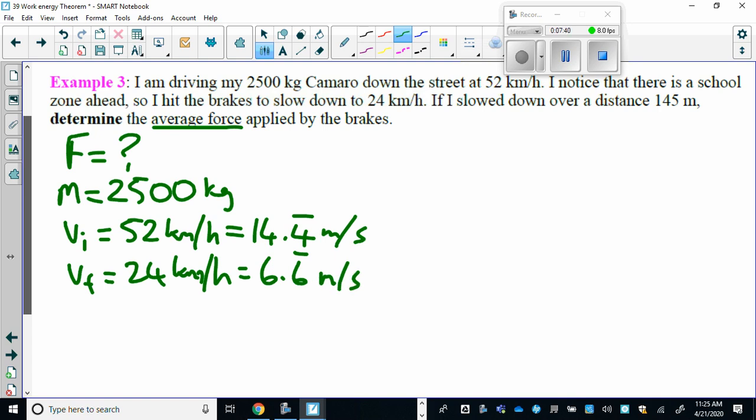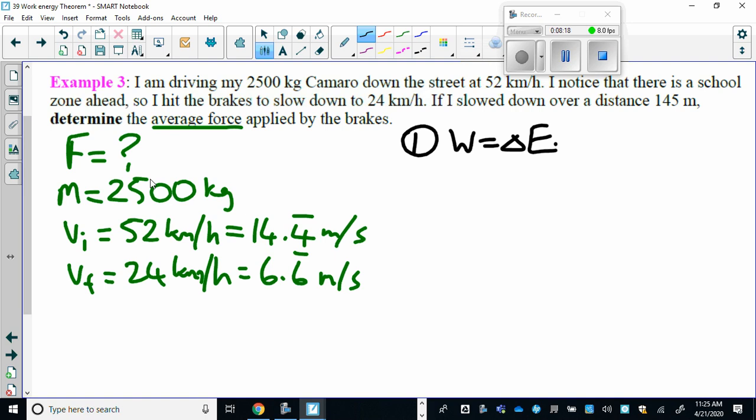Okay, so what we're going to do for this question is use the work formula, but not work equals force times distance because we don't have the force. We're going to use the work formula to calculate the change in energy. So step 1 in this question is work equals the change in energy. And what happened in this question? I was driving at a certain speed. I slowed down, so I have less energy now. I have less kinetic energy because I slowed down.